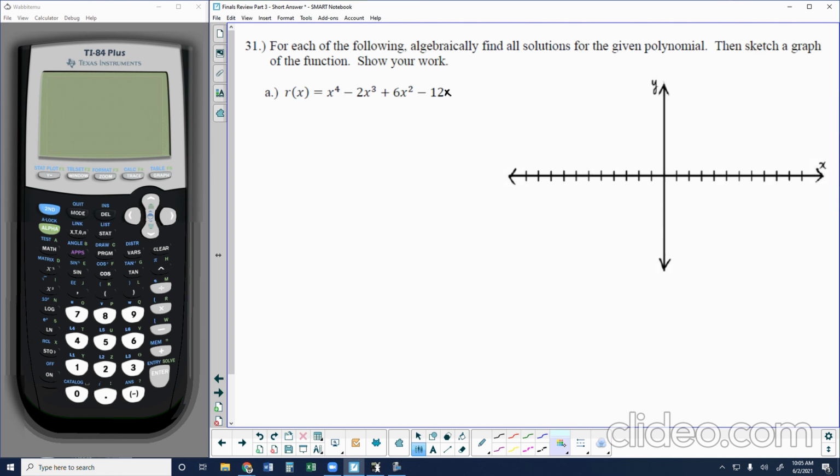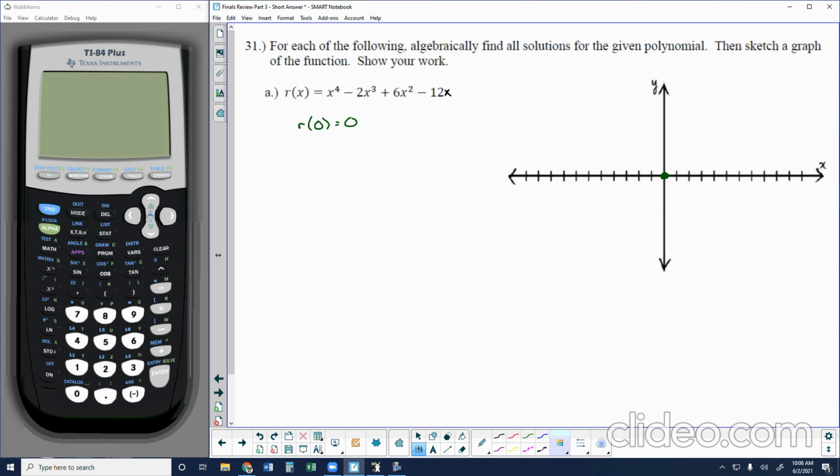So 31a, r of x is equal to x to the fourth minus 2x cubed plus 6x squared minus 12x. One of the things that I'm going to need to graph is the y-intercept. Remember, the y-intercept is r of 0, or substitute 0 in for x. So if I substitute 0 in for x here, I'm going to get 0. So I'm going to get an x-intercept that is also my y-intercept at 0, 0. So I'm going to go ahead and plot that point.